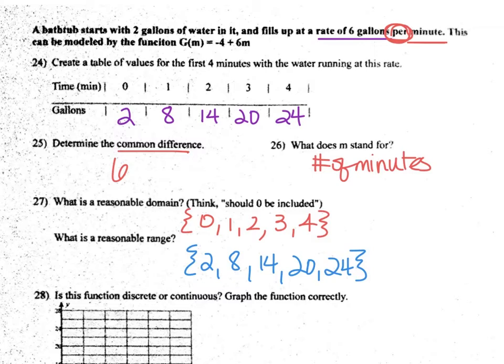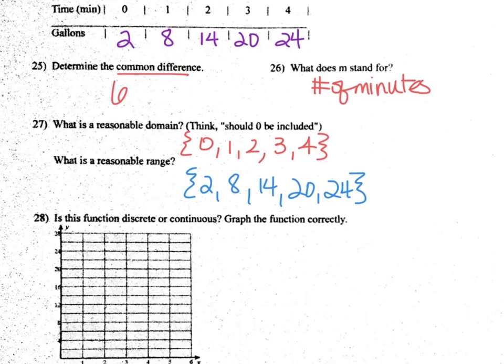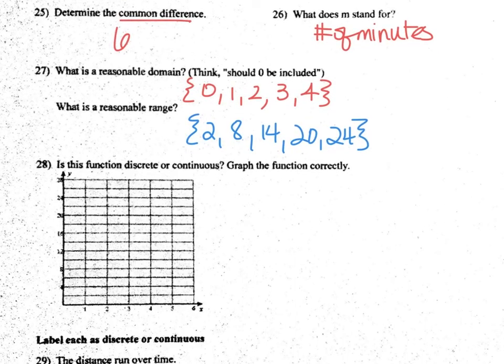All right, is this function discrete or continuous? So I know I have these different points. I want to think about how am I going to be connecting them. So the first thing I want to do is plot the points from the table. So I'm going to pause the video and I want you to do the same and try to graph those.